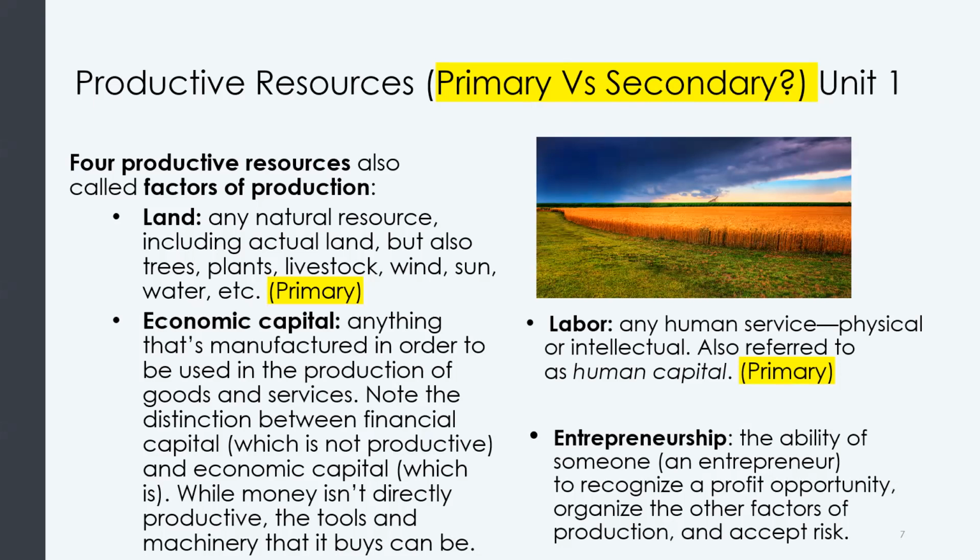If in your production you are going to take wildlife, right? So the kudos, the bark, whatever it is, that's part of land, right? Natural resources. If you're going to need trees, that's part of land, natural resources. If you're going to need wind, for example, a solar farm, that's part of land, natural resources. If you're going to need the sun, if you're going to need water, that's part of land. So that is a primary factor of production called land.